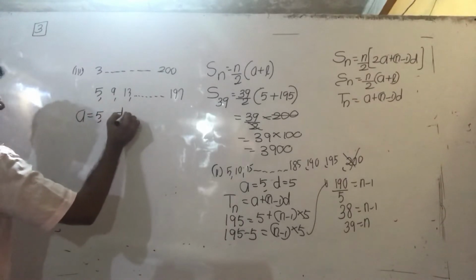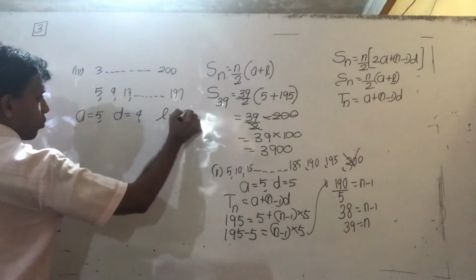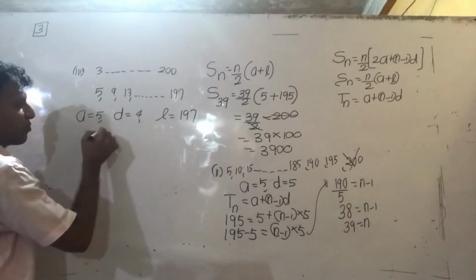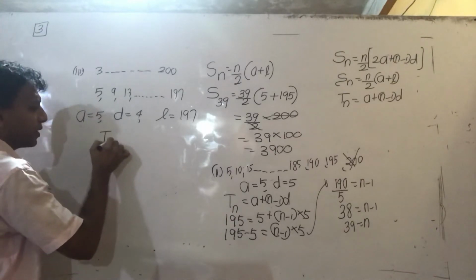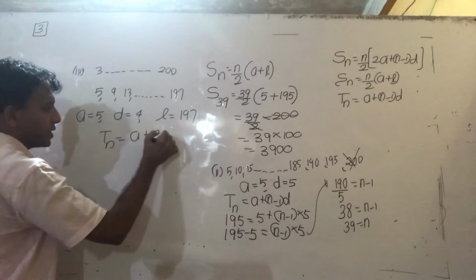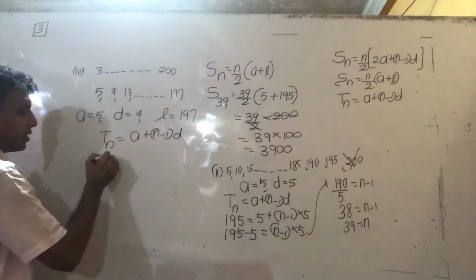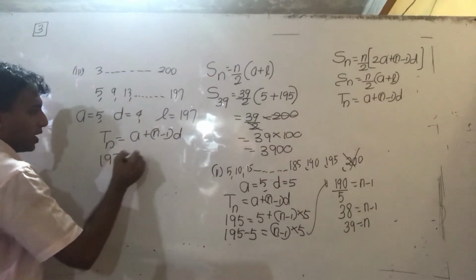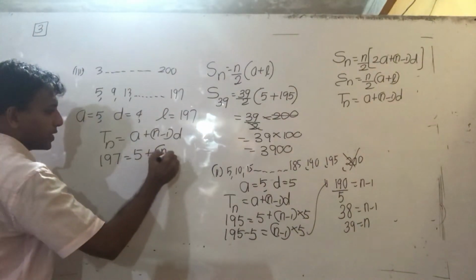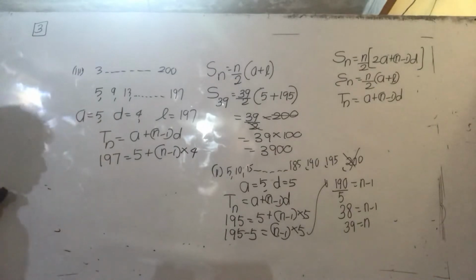Common difference is 4. Last number 197, right? So first you find where 197 is. Tn equals a plus (n minus 1) into d. So Tn for 197, a for 5, plus (n minus 1), d for 4. So find the n value.